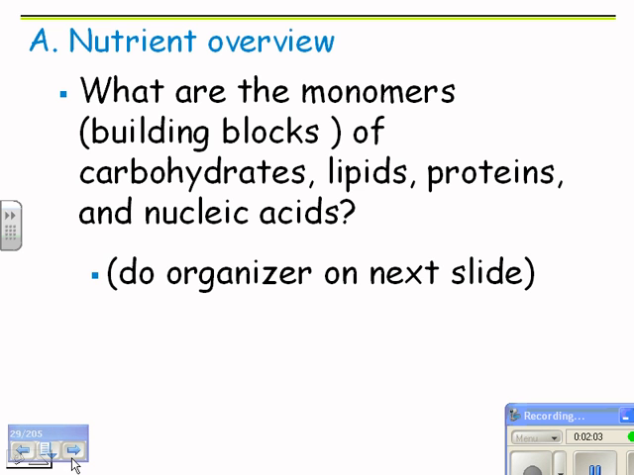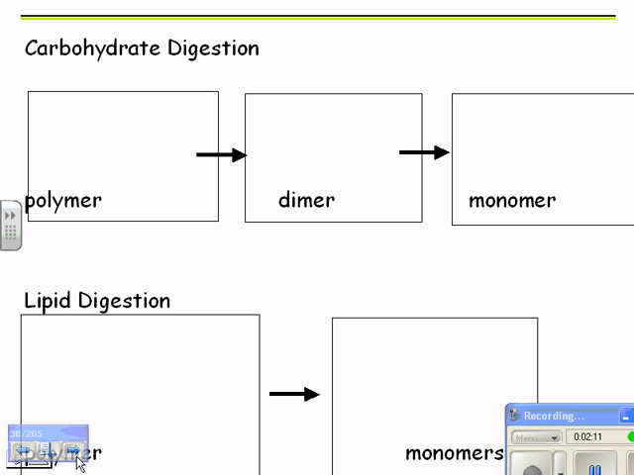Nutrient overview. What are the monomers or building blocks of carbohydrates, lipids, proteins, and nucleic acids? So I want you to do the organizer in your notes while you do this. So carbohydrate digestion. We'll look at what is the polymer, what's the dimer, and what's the monomer. And we'll do that now, and then at the end we'll come back and say what is the enzyme that breaks each of these down.